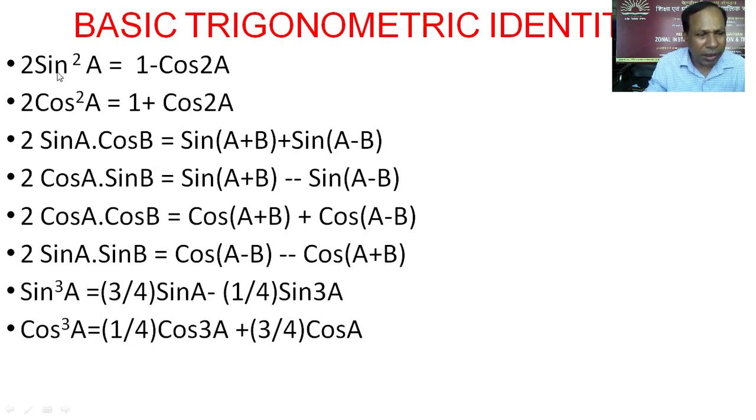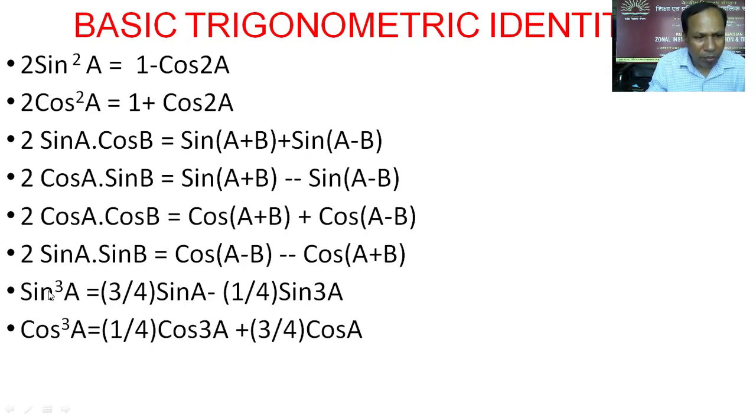That means here this is in the form of product. We are expressing it in the form of sum or difference. Similarly, 2 sin A cos B, it is sin (A plus B) plus sin (A minus B). Then 2 cos A sin B, it is sin (A plus B) minus sin (A minus B). 2 cos A cos B, it is cos (A plus B) plus cos (A minus B). And 2 sin A sin B, it is cos (A minus B) minus cos (A plus B).